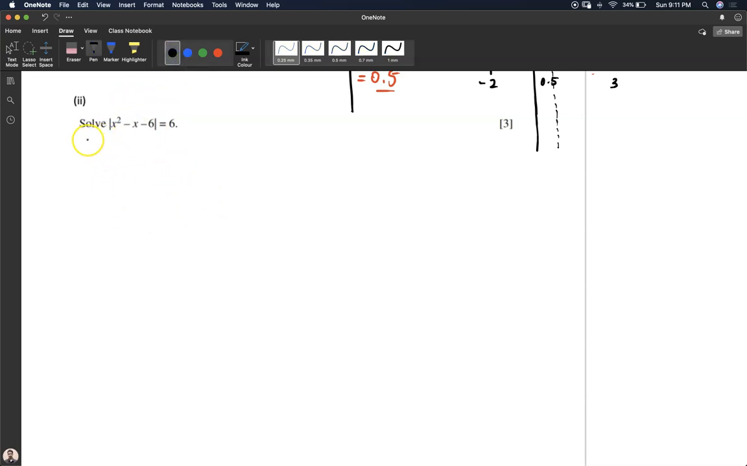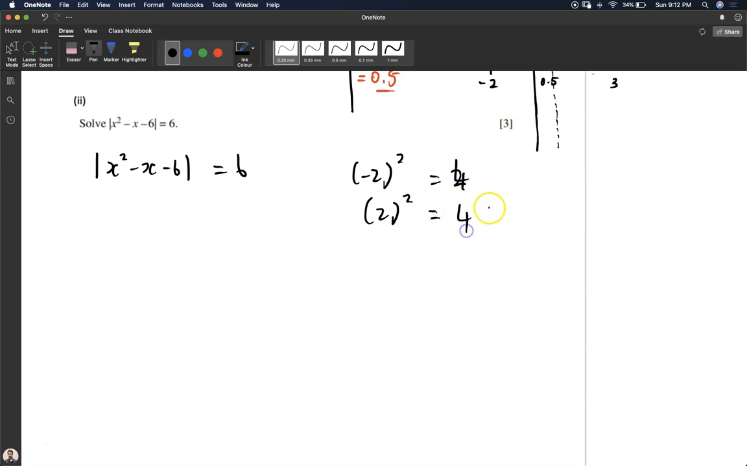Okay, so the next part is solving the equation. Let's say we are given a quadratic modulus and equate this to 6. How do we solve this? Let me just rewrite this. Whenever you have a modulus, it just means that you have all positive values, correct? You can imagine this as a root. Whenever you do a square root, you always have a positive and a negative answer. The reason is that if I square a negative, I'm going to get a positive. I square this, oops, sorry, 4. I'm also going to get a 4, right?